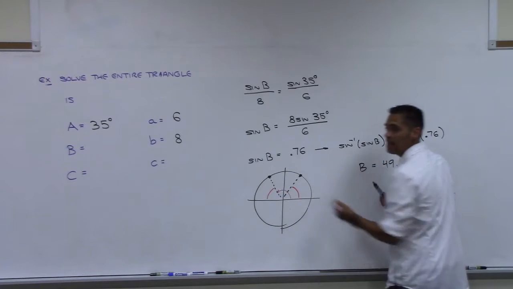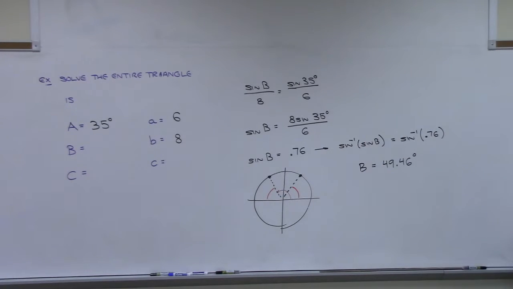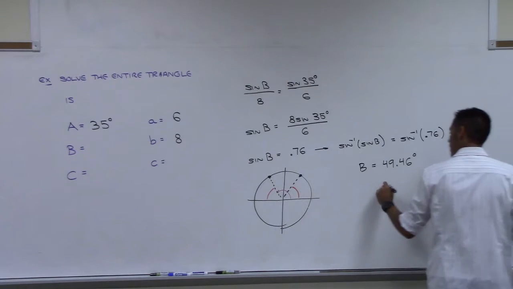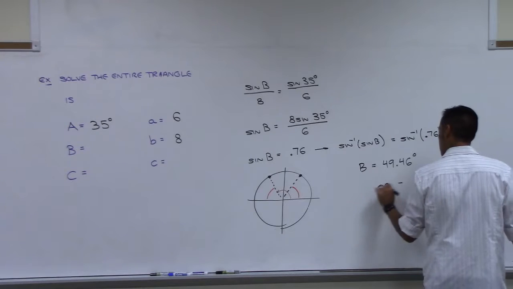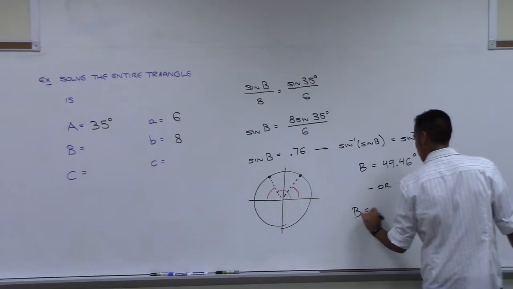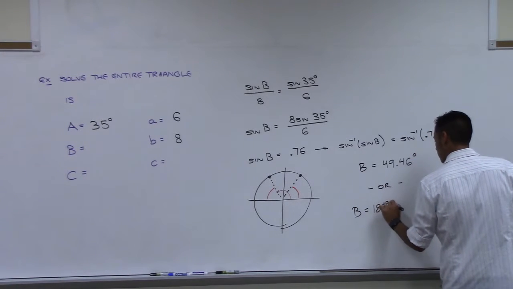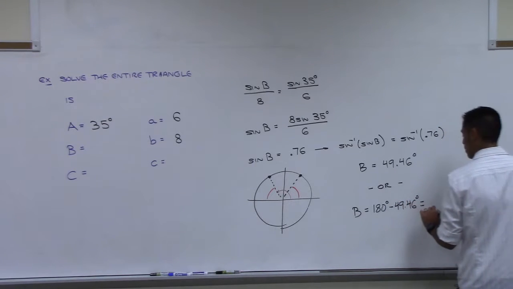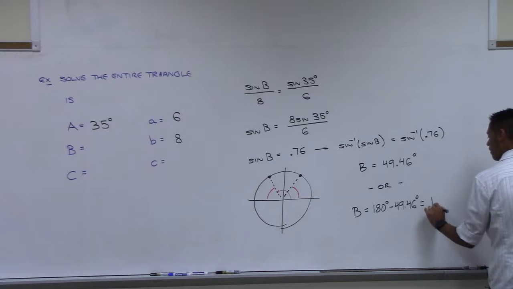Here, we're going to have to subtract that from 180. So you'll always just take this answer and subtract it from 180 to get the other possible answer. And that'll be every time you're doing one of these. So I'll put "or" here below this, B equals 180 minus 49.46 degrees, which is what?